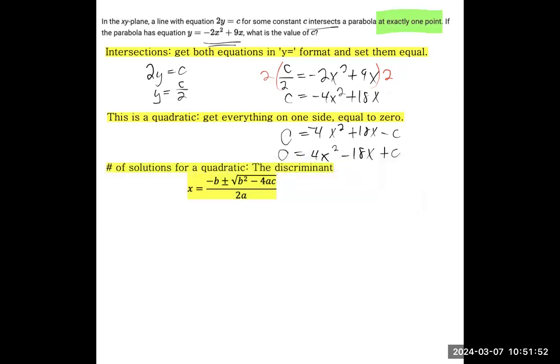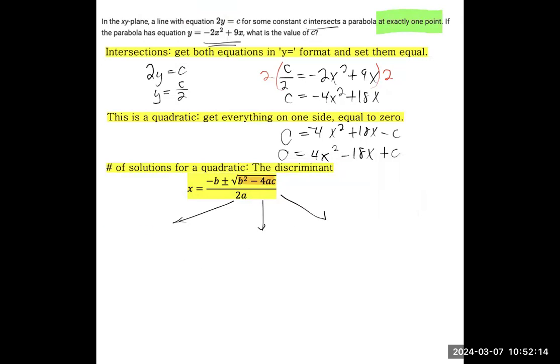that we should be looking at the discriminant. The number of solutions for a quadratic is a reference to the discriminant. The discriminant is the part of the quadratic formula that is under the radical. It's this part right here. And whether the discriminant is positive, 0, or negative has an impact on your number of solutions.